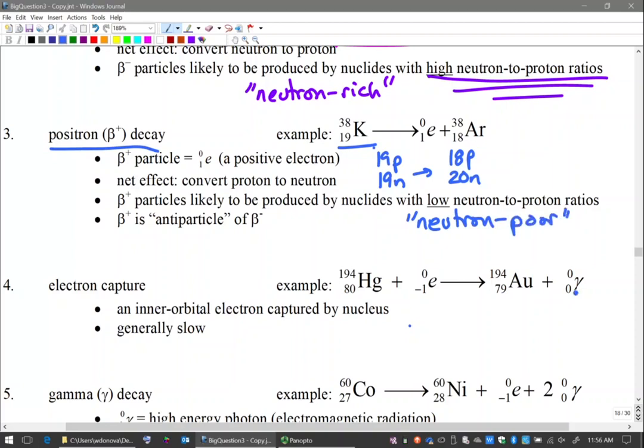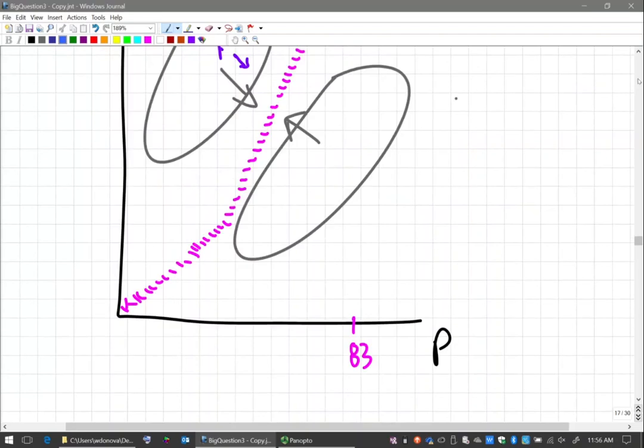So positron emission is common when you have so-called neutron poor nuclides, low neutron to proton ratios. That would be below the band. If you're below the band, we would like to convert a proton to a neutron. So we'd have one fewer proton, one more neutron. So we go to the left and up. So positron decay is common when you're below the band.